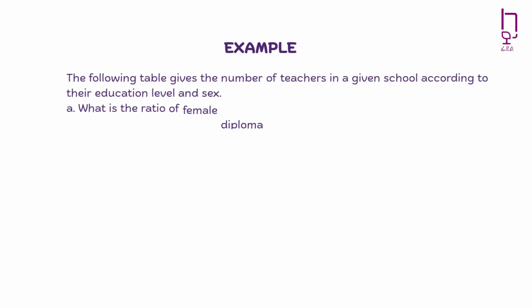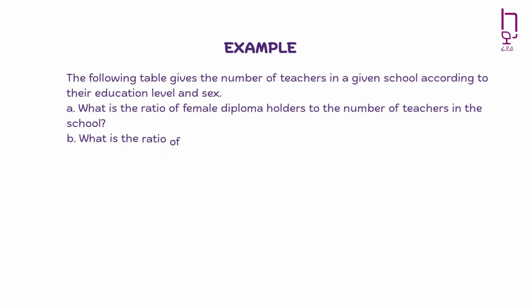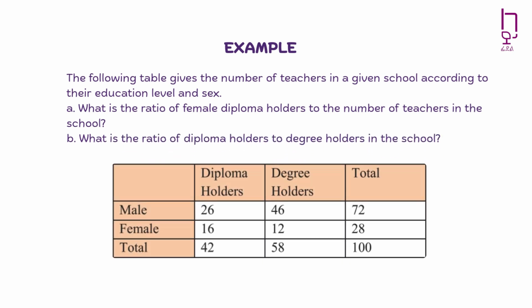Example 2 says the following table gives the number of teachers in a given school according to their education level and sex. What is the ratio of female diploma holders to the number of teachers in the school? B says what's the ratio of diploma holders to degree holders in the school? So we'll do this on the whiteboard. Question A says we have to find the ratio of female diploma holders to the total teachers.